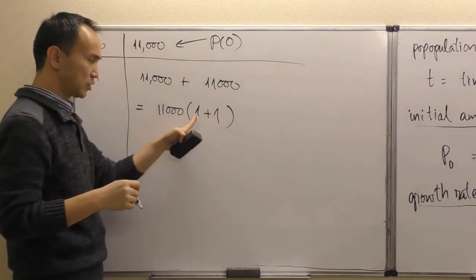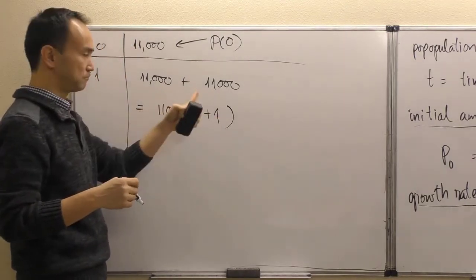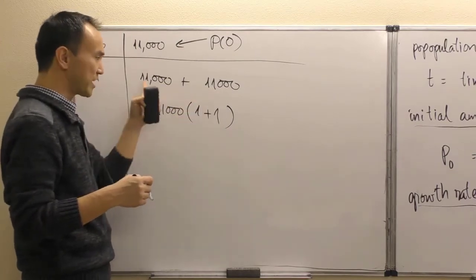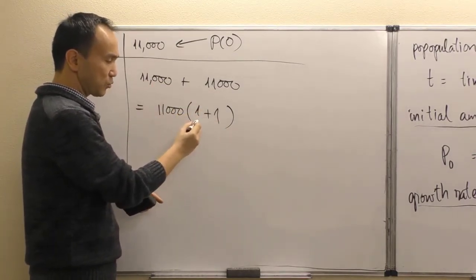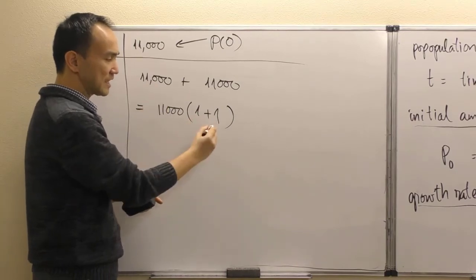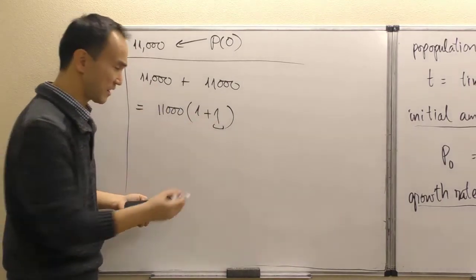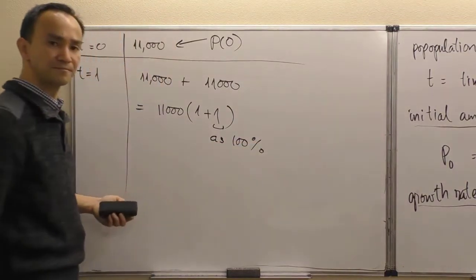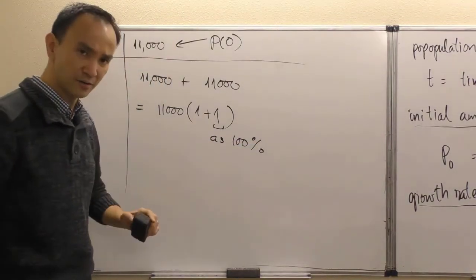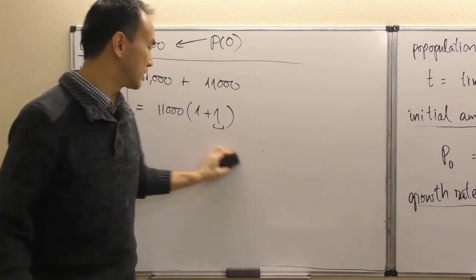See, so this one right here is, after putting out the two ones right here, after putting out the common factor, we have 1 plus 1, but this one right here is simply just a factor, but this other one right here, think of that as 100%. Okay, this is 100% right there. That's what this one is all about.